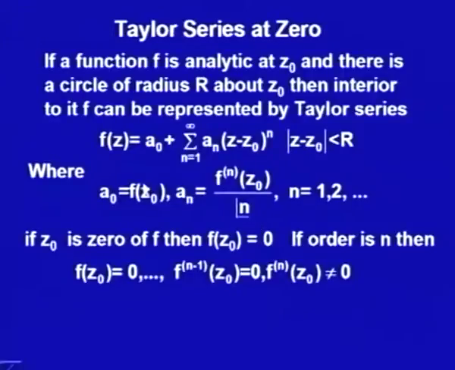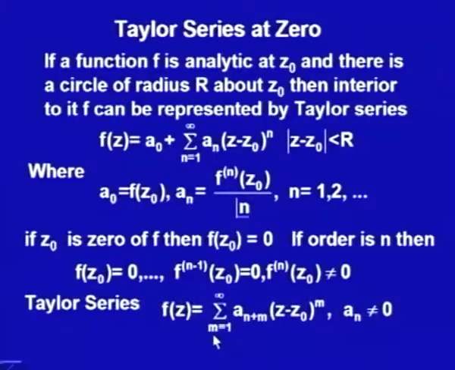What it says is now my Taylor series, because the first n coefficients a naught, a 1, a 2, up to a n minus 1 are all 0, would become summation m running from 1 to infinity a n plus m z minus z naught to the power m, and a n is not 0. You see, when m is equal to 1, I would get a 1 and so on.